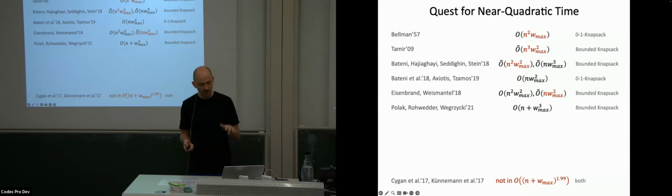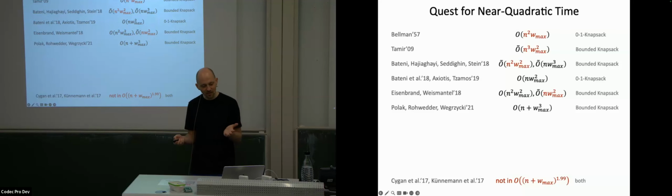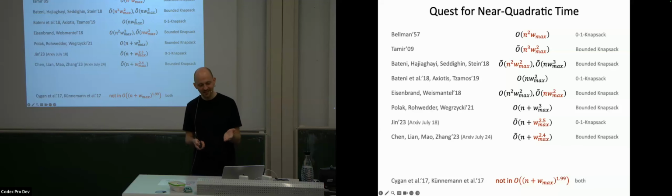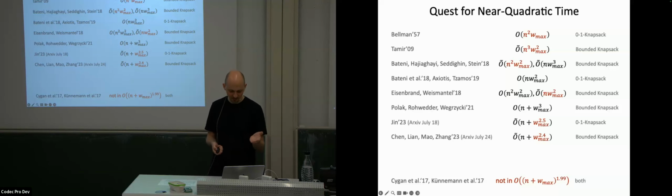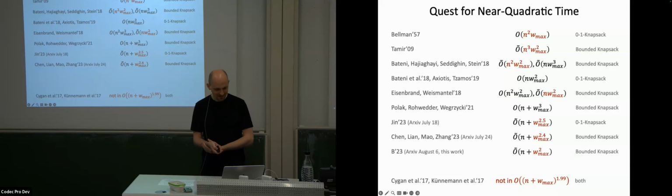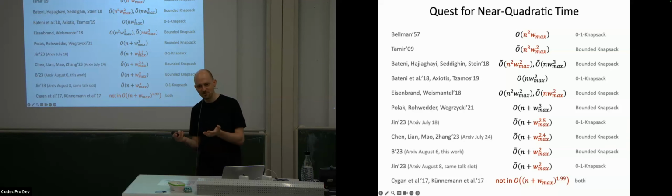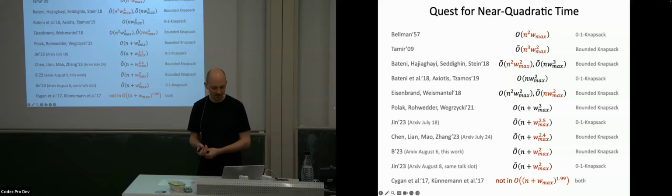Right, so this was the state of the art until about a year ago. And then there was an intense month of first Sijin putting a paper on arXiv with exponent 2.5. And independently, Chen et al. reduced it further to 2.4. And this was presented at SODA. And then I improved it further to quadratic. And independently, Sijin also improved it to quadratic. So that's why we are sharing this talk slot at STOC.